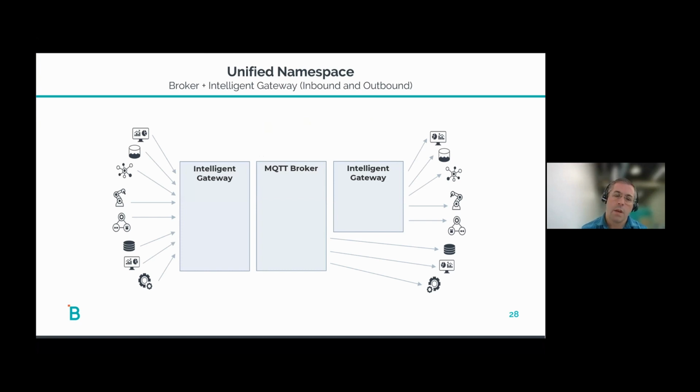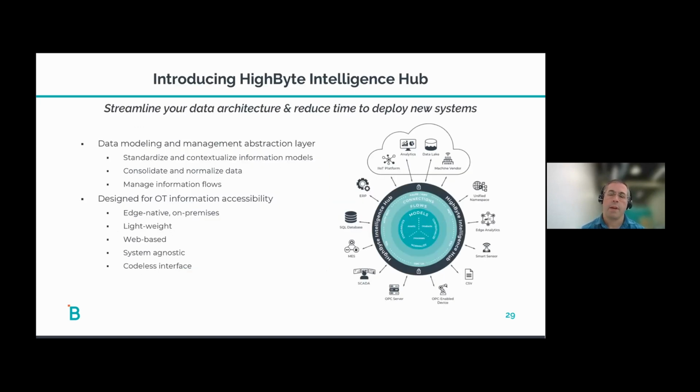So we ended with our architecture of all of your existing systems, publishing data into an intelligent gateway, which then goes into the MQTT broker, out through the gateway or out directly to the systems. So HiveMQ provides the MQTT broker, and HighByte provides the Intelligence Hub as an intelligent gateway. A little bit of information about the HighByte Intelligence Hub. So this is a data hub that's designed for the industrial environment.